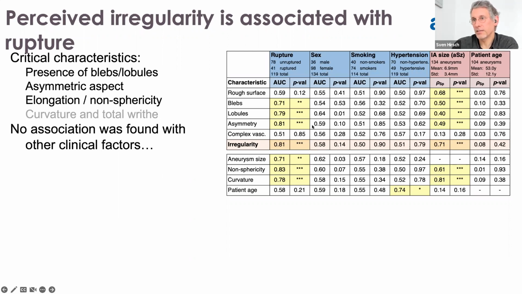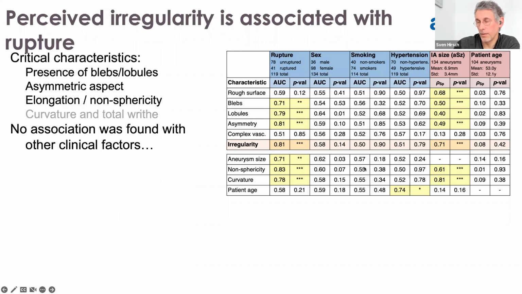And then we looked at whether this irregularity also correlates with different features like blebs and lobules and so forth, and the yellow and orange ones are the ones which are significant. So yes, you can see irregularity or size correlates with rupture, but irregularity here was a bit better. Non-sphericity was a super good index that correlated really well to rupture. And the curvature also correlates really well to rupture. The other ones are not so important to mention.